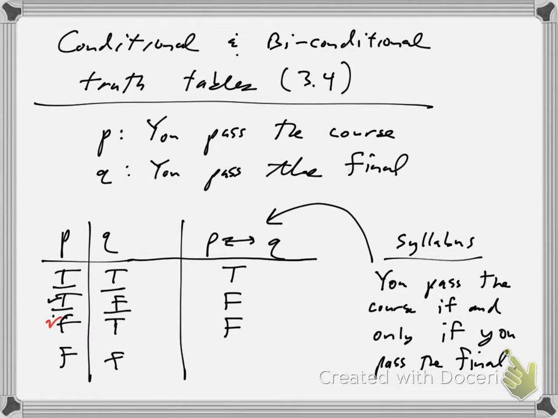I've either passed both of them or neither of them. And then false, false. You pass the course if and only if you pass the final. Well, let's say I didn't pass the course and I didn't pass the final. Well, that makes sense because if I didn't pass the course, then I can't pass the final. And if I didn't pass the final, I can't pass the course. So this would be true. I know that's a lot of stuff being said there. So this is my general truth table for the biconditional statement.